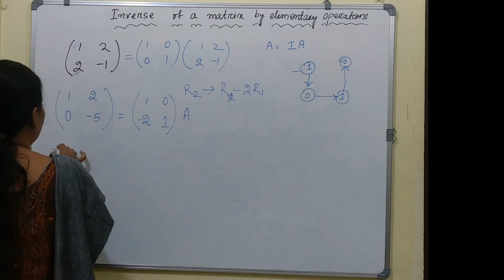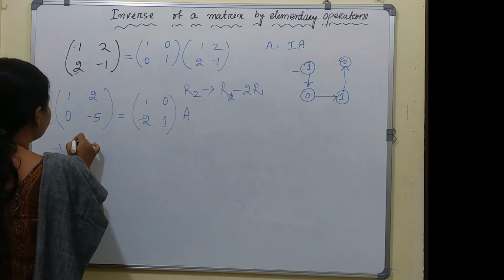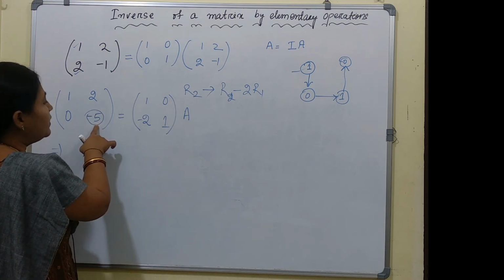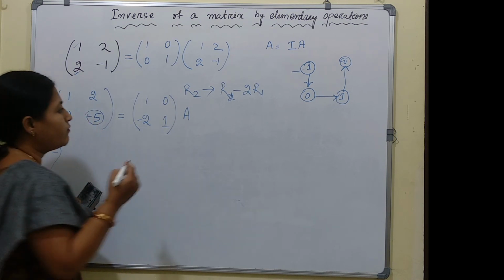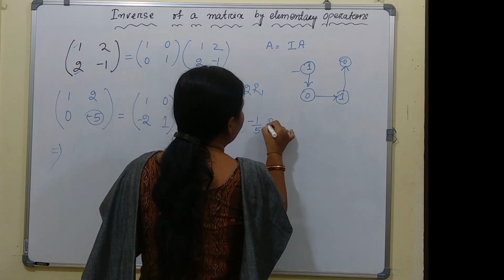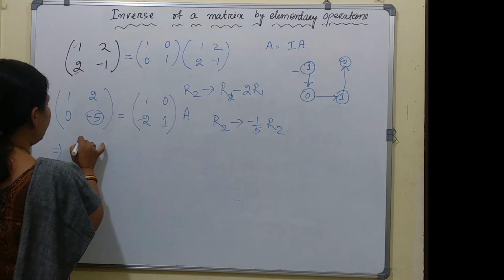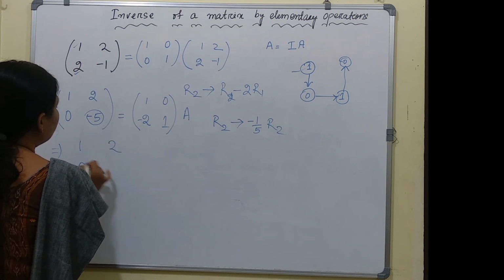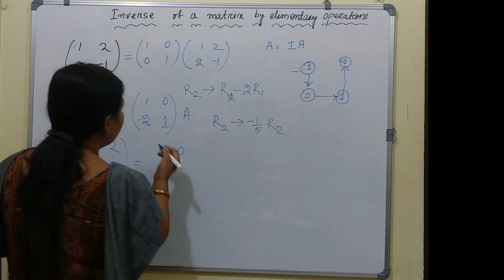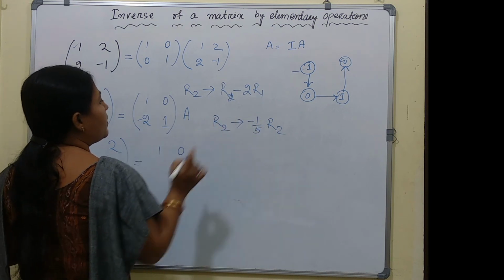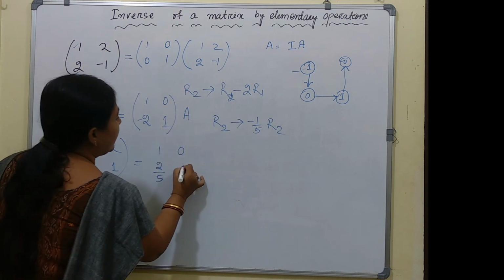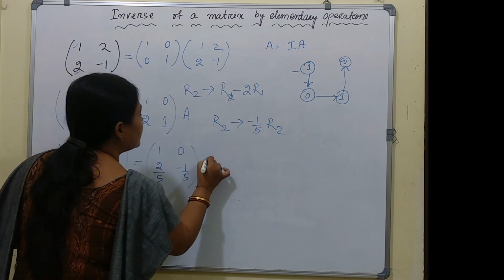Next convert this element to 1, so we multiply by minus 1 by 5. Row 2 changes to minus 1 by 5 into row 2. Now we get 1, 2, 0, 1. On the right side we get 1, 0, then minus 2 into minus 1 by 5, that is 2 by 5, and this is minus 1 by 5, and this is A.